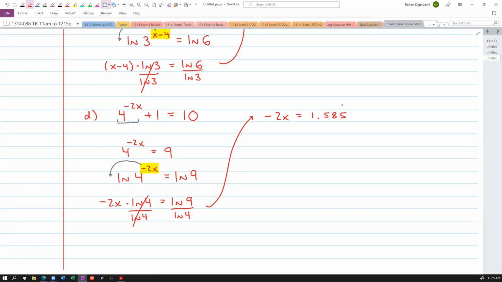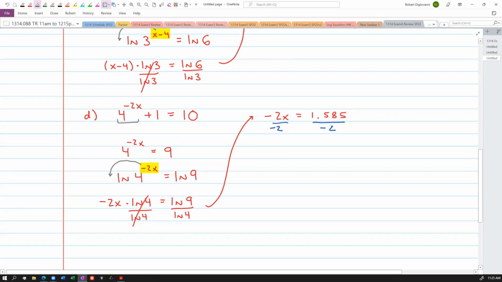Divide by -2, right? Because you're trying to get that x by itself. So we will have to divide both sides by -2. Don't add 2, right? It's multiplication. You're trying to undo that. So you get x is equal to 1.585 divided by -2. You're going to get a negative answer, negative 0.793.